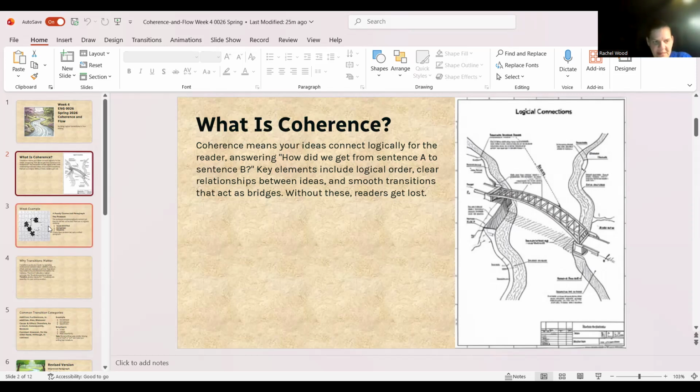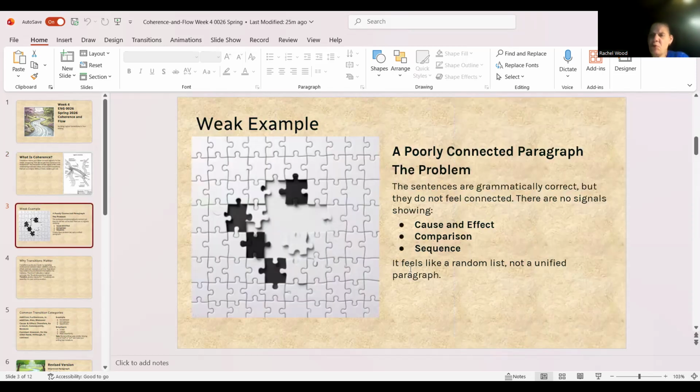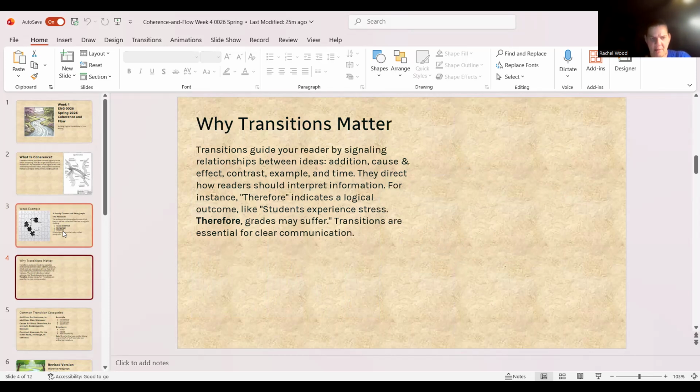So that being said, I want to show you a poorly connected paragraph, and that is a problem. In this case, the sentences are grammatically correct, but they do not feel connected. And there won't be any signals that show cause and effect or comparison or sequence. It kind of feels like a random list, not necessarily a unified paragraph. So I'm going to show you an example of that, and you'll see that here in just a few minutes.